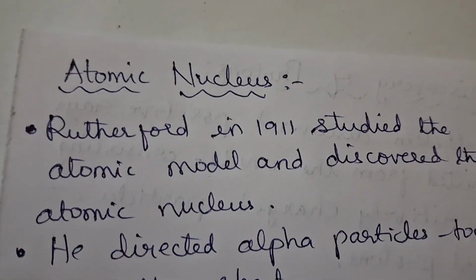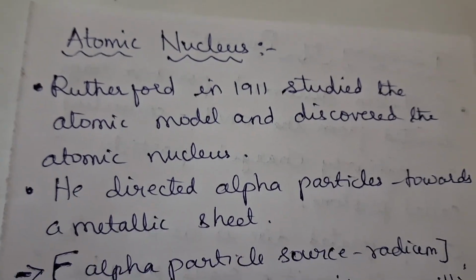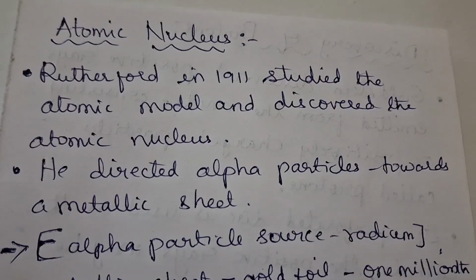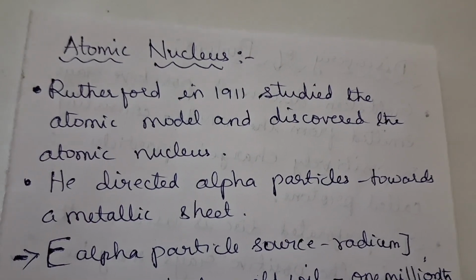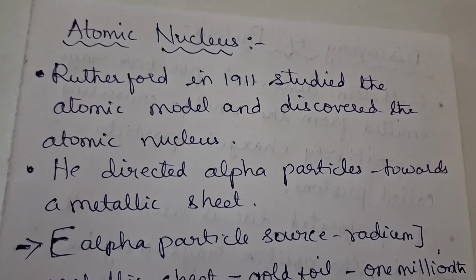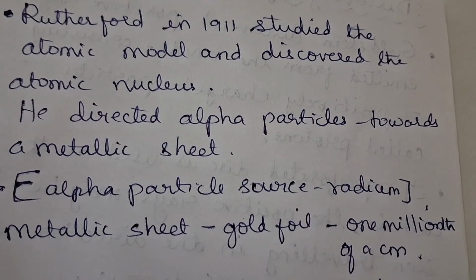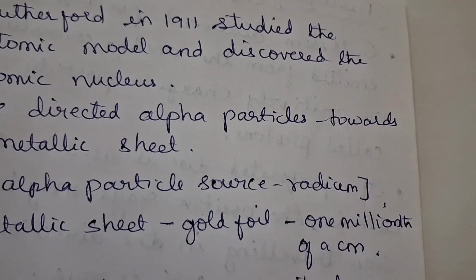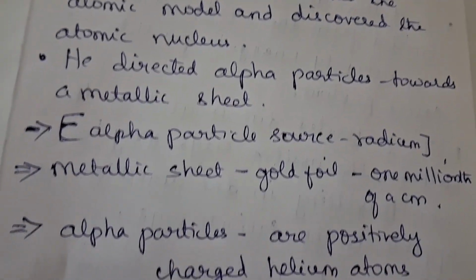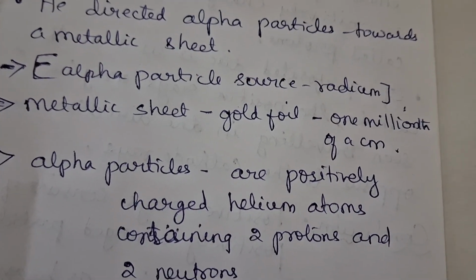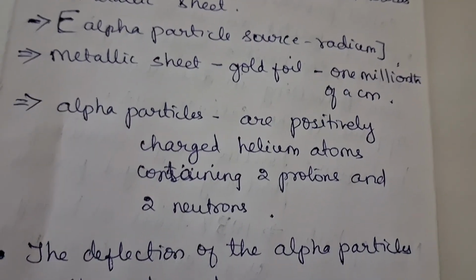Next one is the atomic nucleus. Rutherford in 1911 studied the atomic model and discovered the atomic nucleus. He directed alpha particles towards a metallic sheet. The source of alpha particles is radium, and the metallic sheet is gold foil, 1/1,000,000th of a centimeter. Alpha particles are positively charged helium atoms containing 2 protons and 2 neutrons.